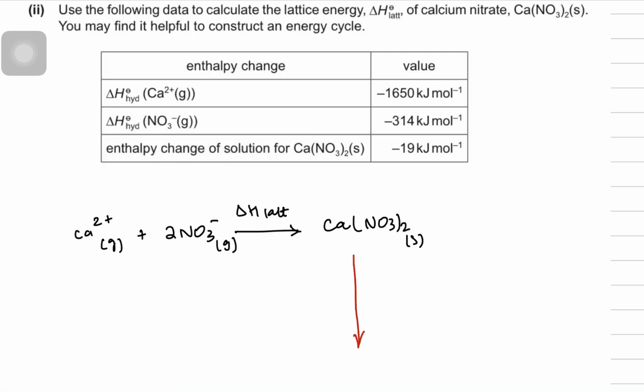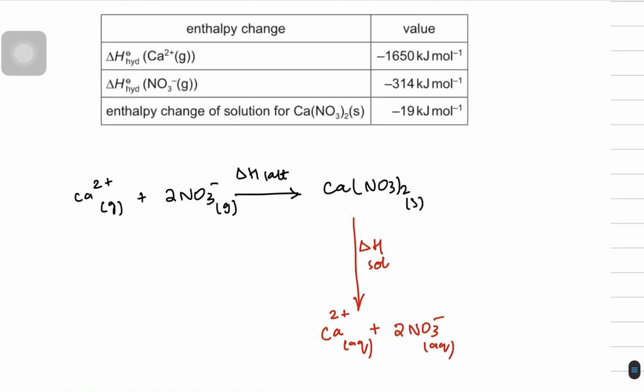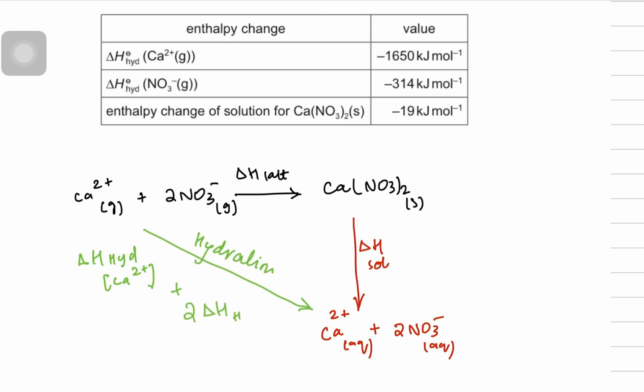The solution enthalpy would mean that now the ions are in the aqueous state because you dissolved them in excess water. So calcium is aqueous and nitrates are aqueous. The direct step would have been called hydration. It would have meant you are hydrating the calcium ions and you are 2 times hydrating the nitrate ions. Why 2 times? Because the nitrates are involved for 2 moles in this formula.